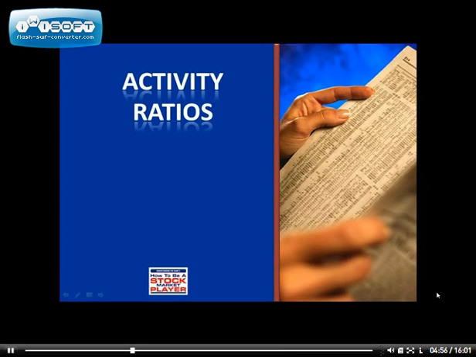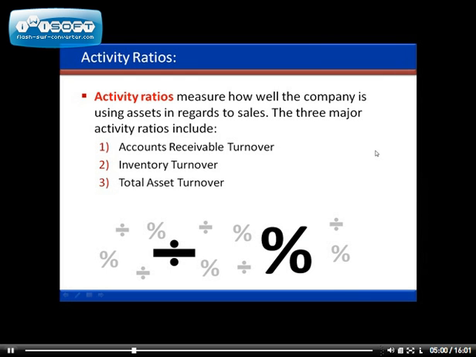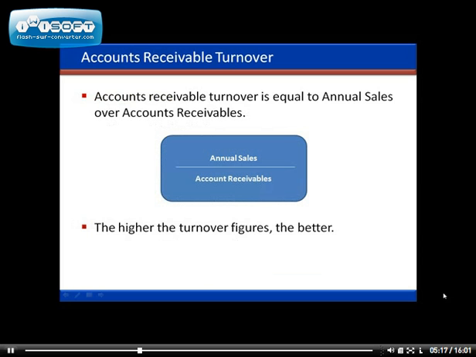All right, so let's look at activity ratios. Activity ratios measure how well the company is using assets in regards to sales. And the three major activity ratios include accounts receivable turnover, inventory turnover, and total asset turnover. The first one that we are going to look at is accounts receivable turnover.